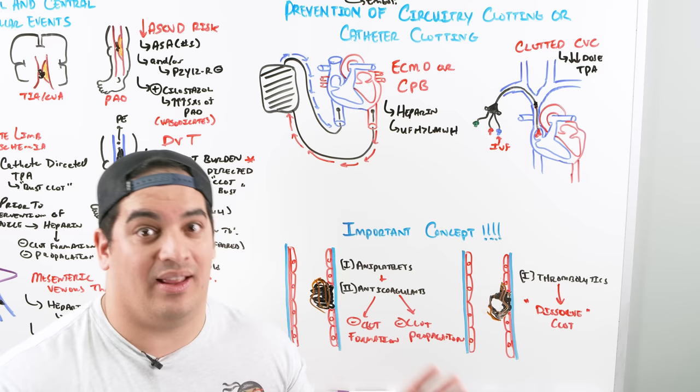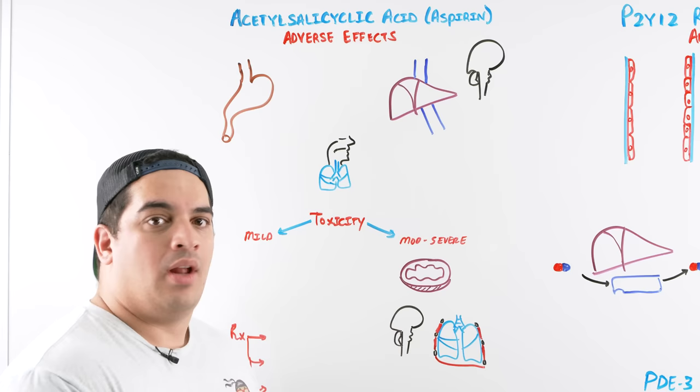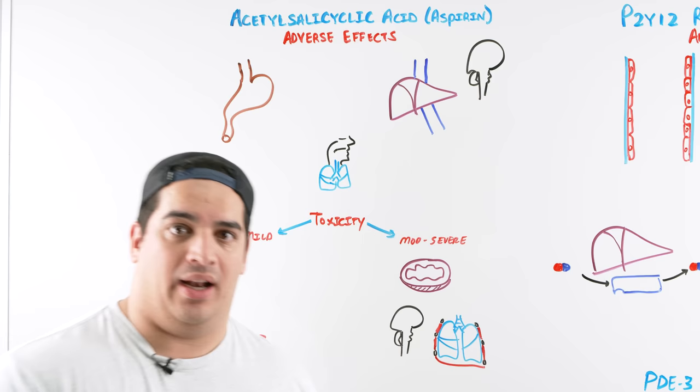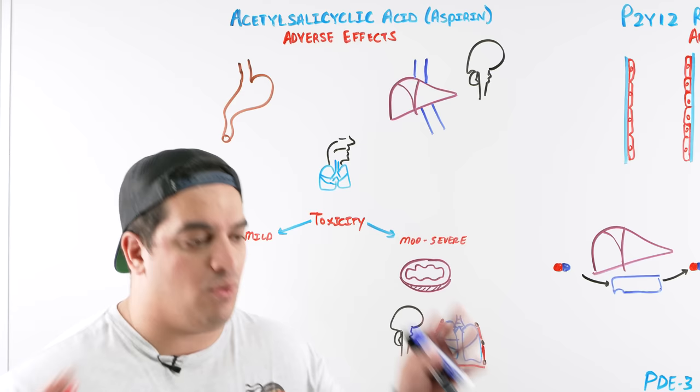So let's talk about all of these one by one. All right, my friends, so now let's actually go through and be very thorough and talk about if we put a patient on one of these particular medications, an antiplatelet, an anticoagulant, a thrombolytic, what are some of the adverse effects? Obviously, the most feared one, the most dangerous one, the most common one is going to be bleeding.